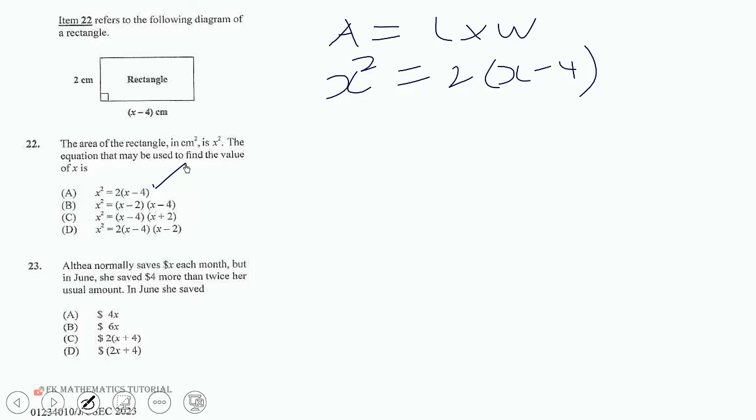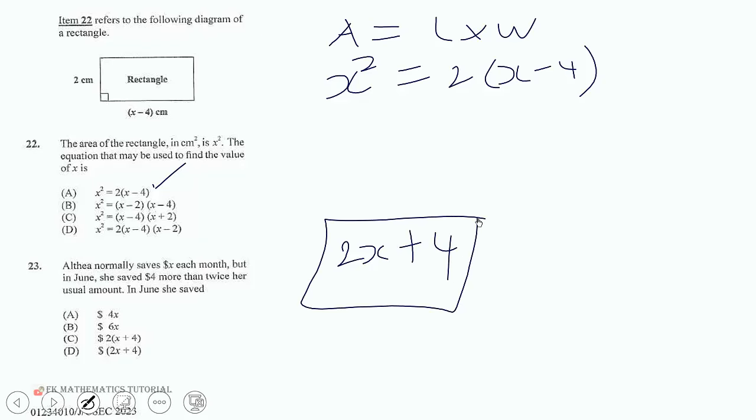Alti normally saves $X each month, but in June she saved 4 more than twice her usual amount. So the usual amount she saves is X. Twice her usual amount is 2 times X. 4 more than twice is this. So the correct answer is D.